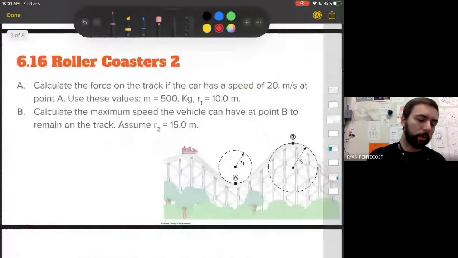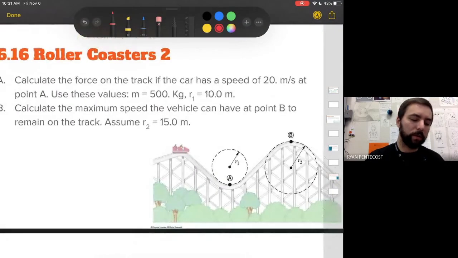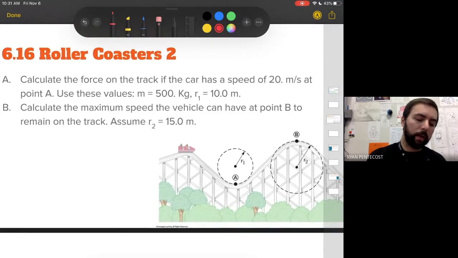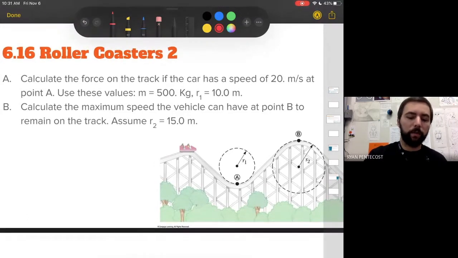Now, roller coasters number 2. What we're going to do is calculate some forces and speeds. So part A, calculate the force on the track if the car has a speed of 20 meters per second at point A. So we're focusing on that dip, that valley. And then we have the mass of 500 kilograms and a radius of 10 meters on that circular turn there. So let's look at this. Let's get a free body diagram, shall we?